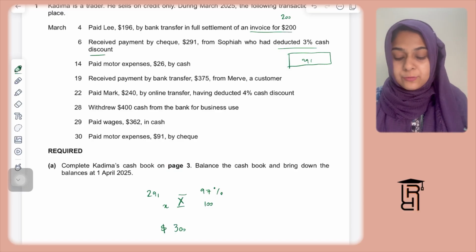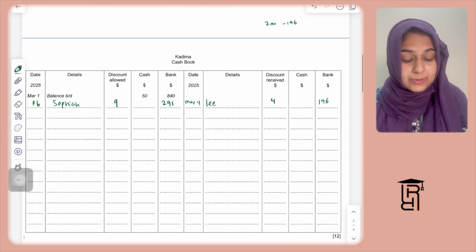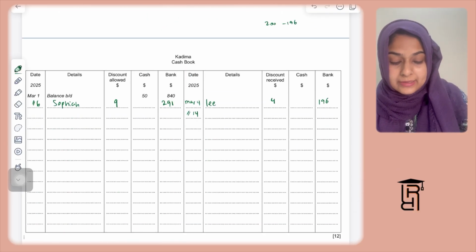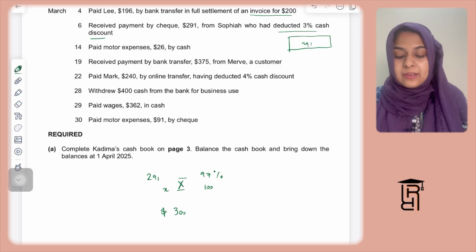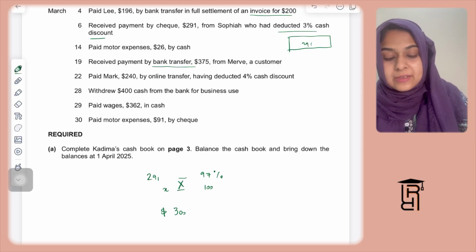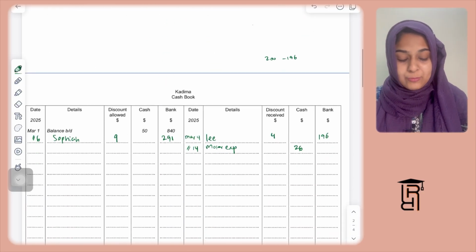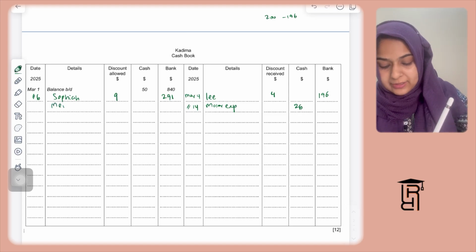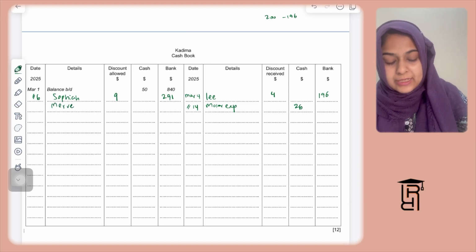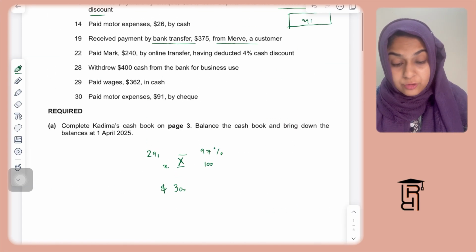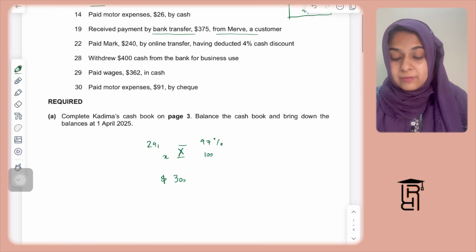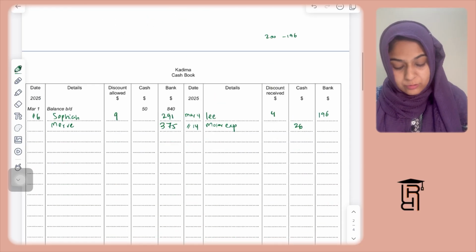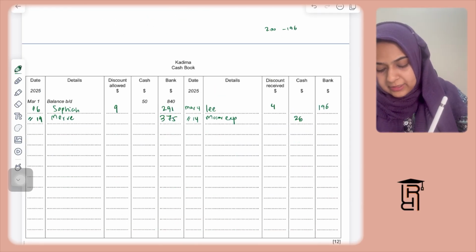Okay, next, March 14, paid motor expenses $26 by cash. I'm going to record this on the credit side. I'm going to write here March 14, motor expenses, $26 in the cash column. March 19, received payment by bank transfer 375 from Merv, a customer. So I'm going to record this on the debit side. I'm going to write here Merv, and in the bank column I'm supposed to write 375, because this is the amount that we received through a bank transfer. This is going to be March 19.